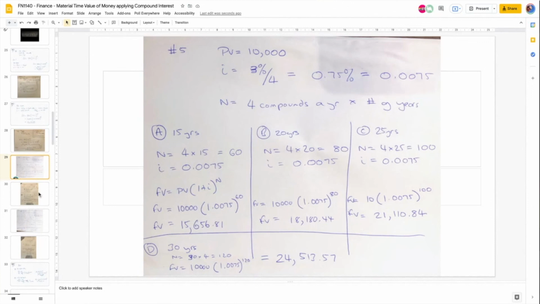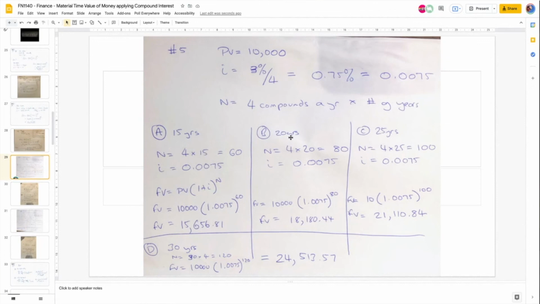So in the case of A, which is right here, it's 15 years. So N is 4 times a year times 15 for a total of 60 compounds. The interest rate 0.0075 is calculated up here. Plug that into the formula, and so $10,000 will grow to $15,656.81 if that is the scenario, okay? 4 compounds a year for 15 years.